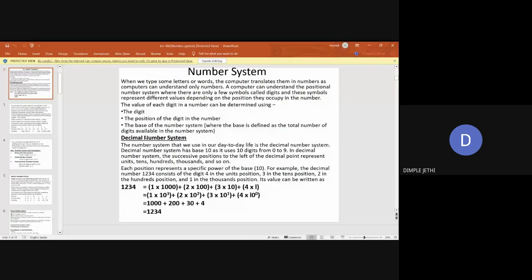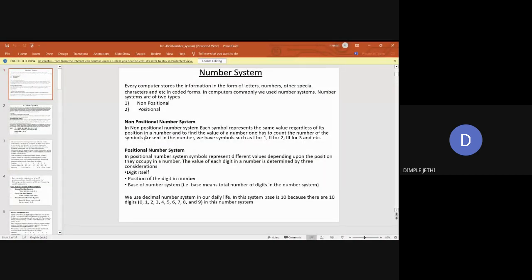Yes. Is it visible? Is my file visible to all of you? Yes, it is visible. Thank you. Just a second.